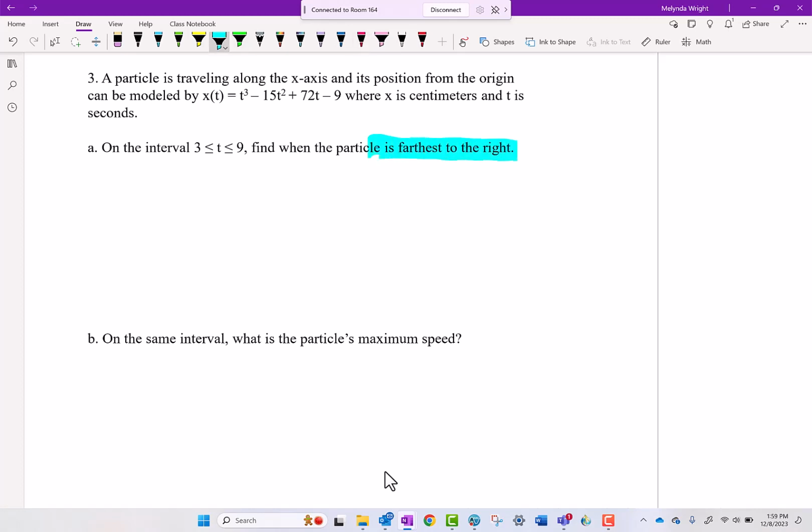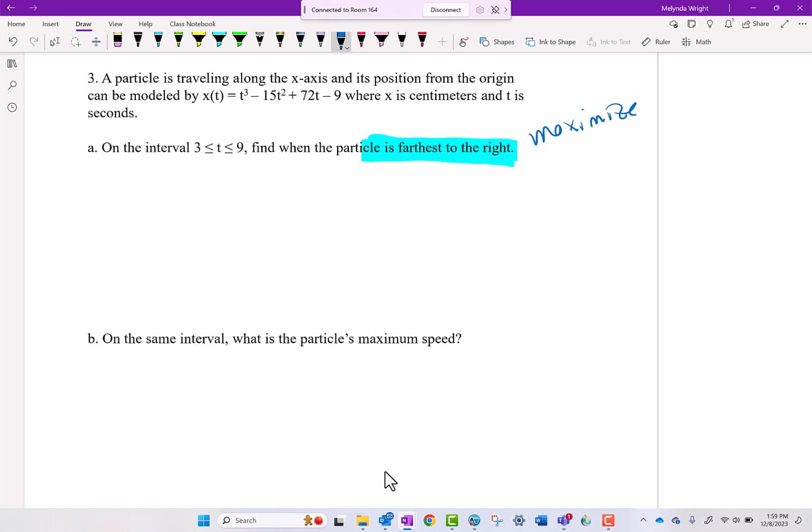Farthest to the right. Are we wanting to minimize or maximize? We want to maximize. We want to be farthest to the right. And what equation do we have that models the position? They gave us one, right? That tells us where it is, but we want to be farthest to the right. So what do you think we need to do? Can we do that with just the position? No, we need to find the velocity, right? We need to find the velocity set equal to 0 and do candidates test. Yay.